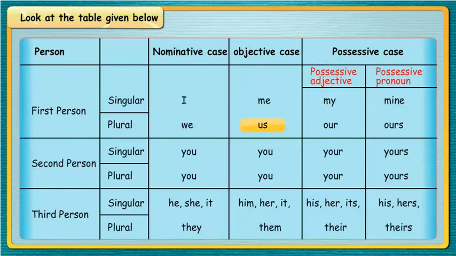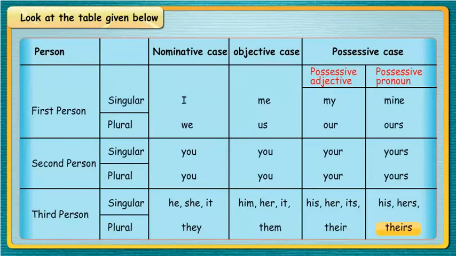Plural, we, us, our, ours. Second person, singular, you, you, your, yours. Plural, you, you, your, yours. Third person. Singular. He, she, it. Him, her, it. His, her, its. His, hers. Plural. They, them.